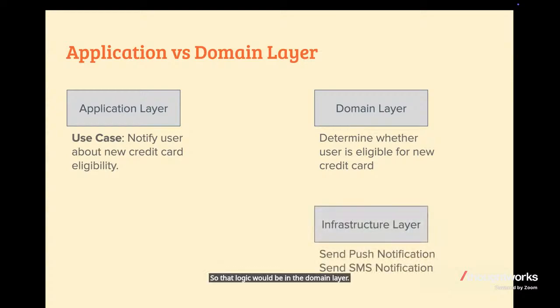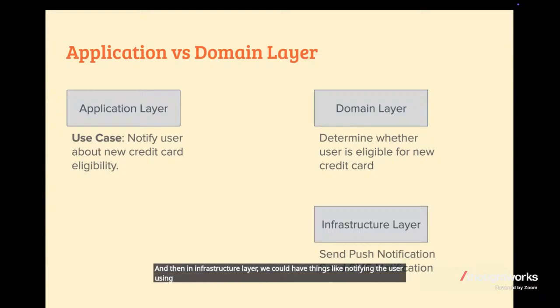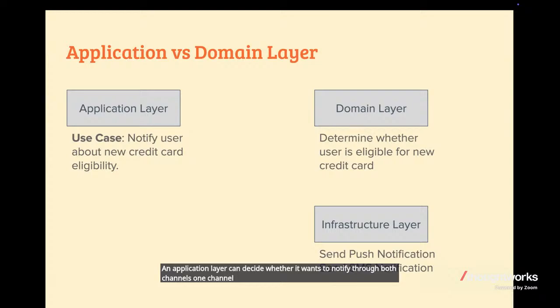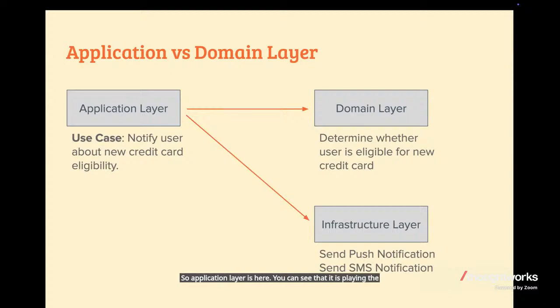And then in the infrastructure layer, we could have things like notifying the user using push notification or email. The infrastructure layer can expose all these different capabilities. The application layer can decide whether it wants to notify through both channels, one channel, or anything. That will be the application layer's responsibility. So the application layer will rely on the domain layer and the infrastructure layer to fulfill this use case. You can see that it is playing the orchestrator role, using the other layers to fulfill the application use case.